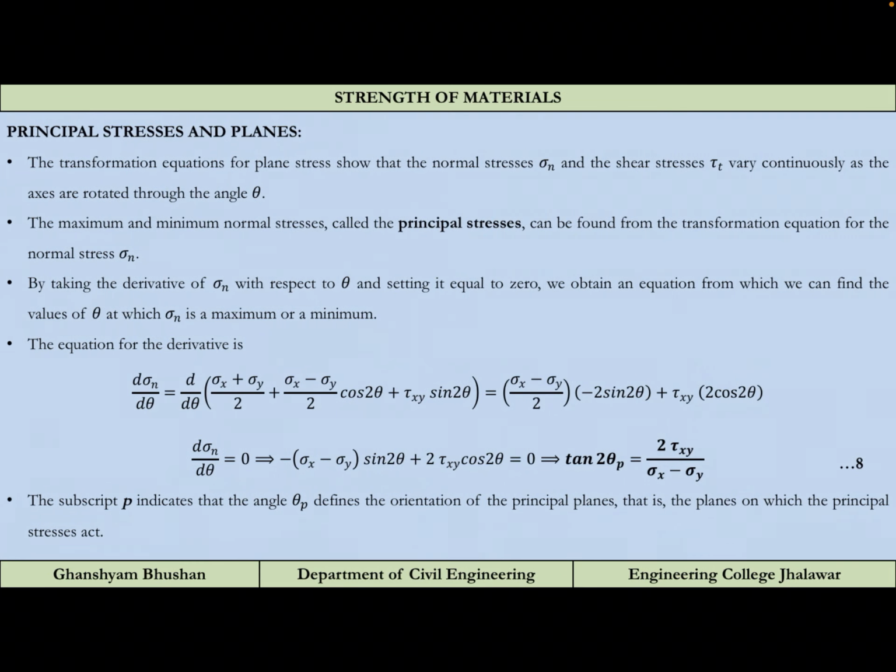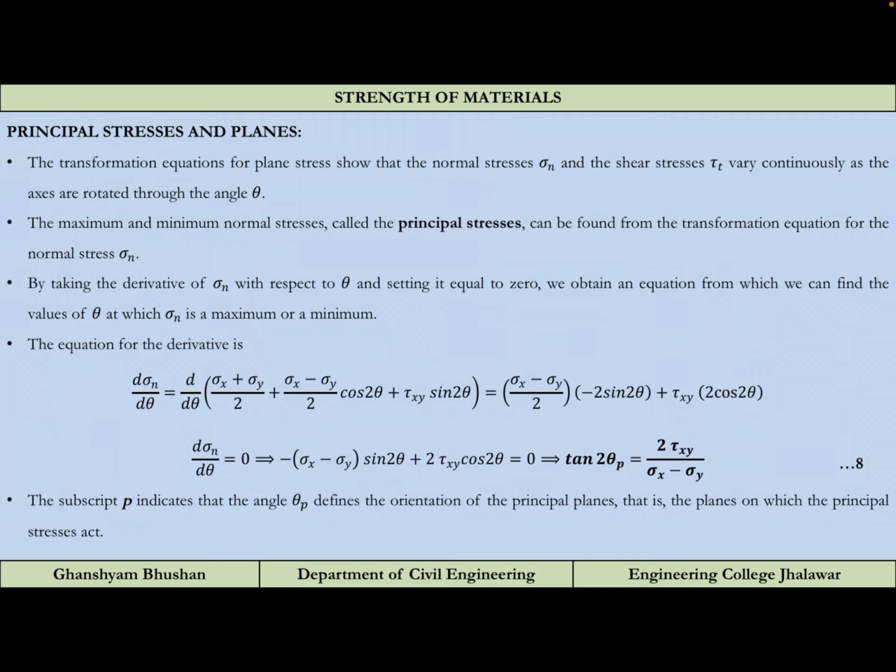Now out of all the planes there should be one plane that will give you the value of maximum stress, and one plane that will give you the minimum stress. That is quite obvious. Out of infinite planes there have to be one maximum and one minimum. These extreme stresses are termed as principal stresses. The maximum stress is termed the major principal stress, and the lowest value is termed the minor principal stress.